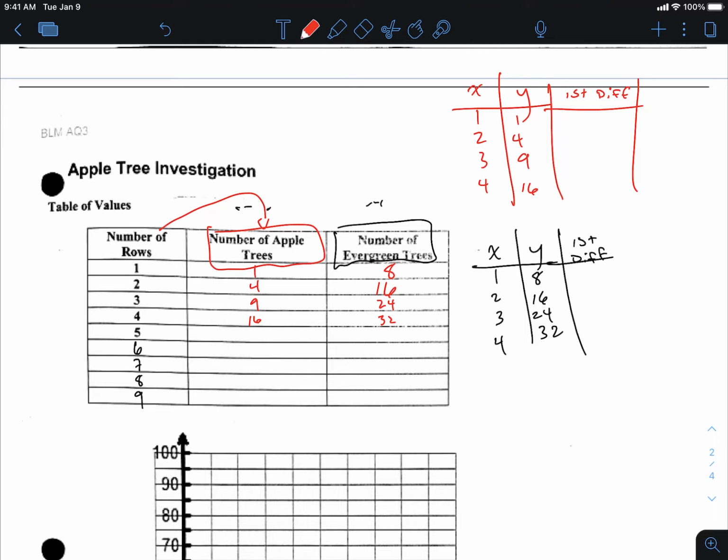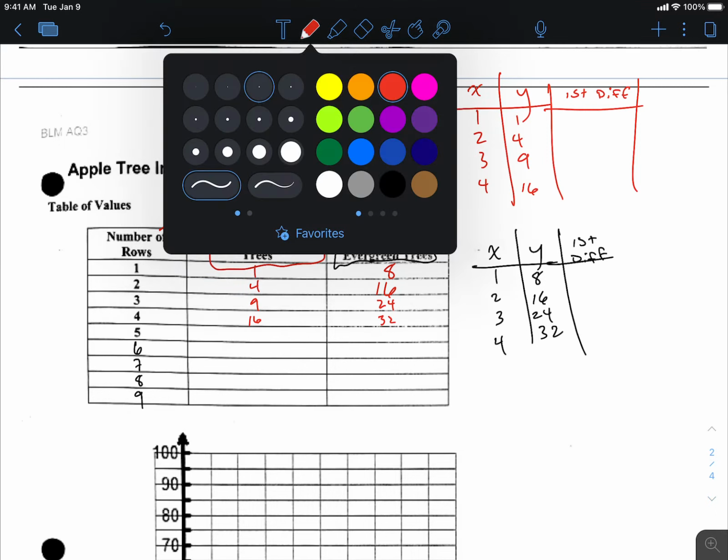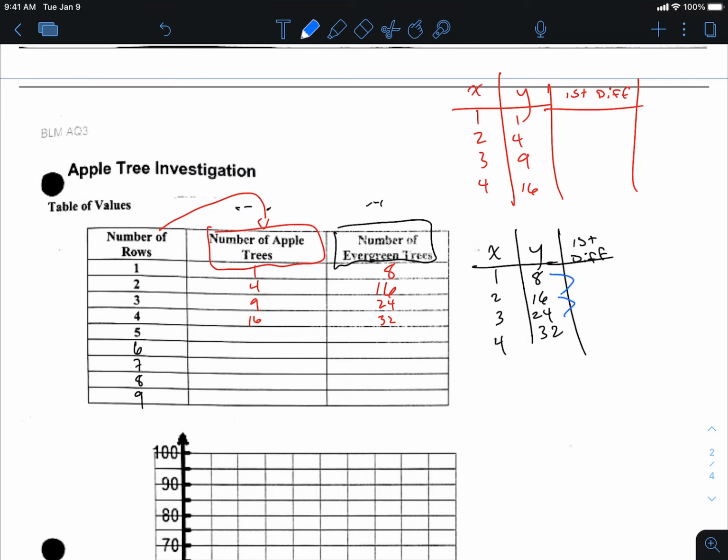What you're going to notice is one of them is going to be a little bit more convenient than the other. Okay? So when I check the first differences in, like, let's say the black table, so all the number of evergreens, here I'll do it a different color. Okay, how do I get from one to the next one? Well, it looks like to get from 8 to 16, I have to add 8. Okay. Well, if I go from 16 to 24, I've got to add 8. And I go from 24 to 32.